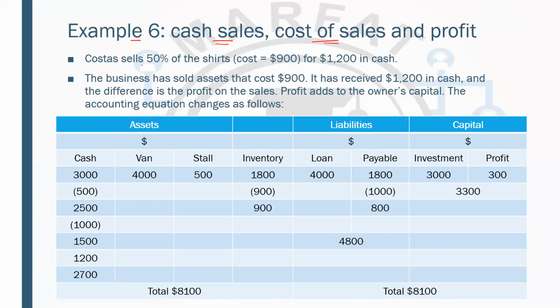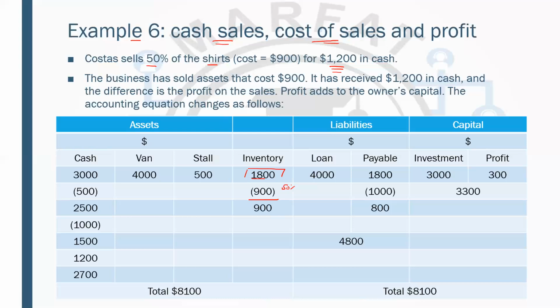Now the equation is: Costas sells 50% of the shirts for 1200 cash. Do you remember we had shirts worth 1800? They have sold 50% of it. That means the remaining 50% is 900. So the shirts worth 900 have been sold, and these shirts are sold for 1200.